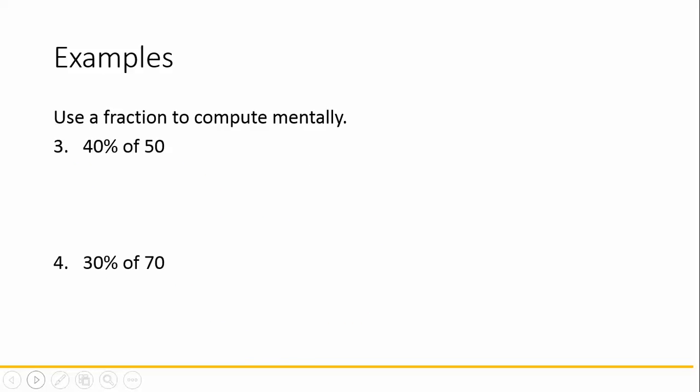If you'd like to pause the video and try these next two on your own. 40% of 50, 40% in a fraction would be 2 over 5. So then we want to multiply that times 50. We can cross cancel here and get 2 times 10, or 20.